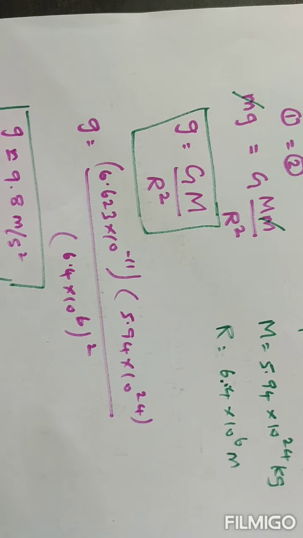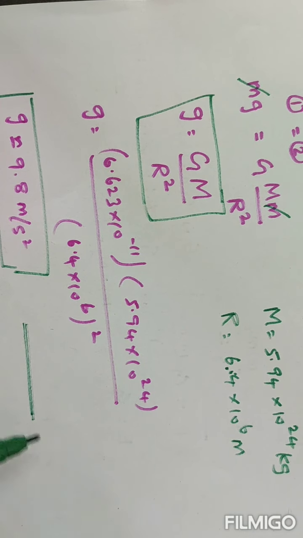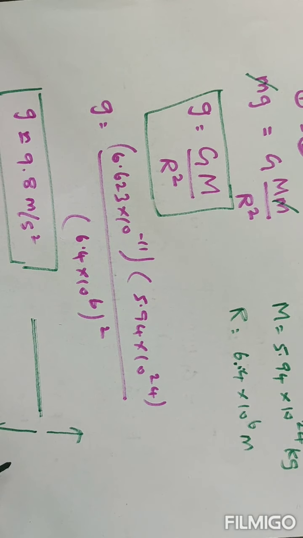Actually this value is exactly for the surface at sea level. Only at sea level is this value exactly 9.8. If you move away from the sea level, or if you go below the sea level, this g value is reducing. How it reduces, you are going to study in 11th standard.